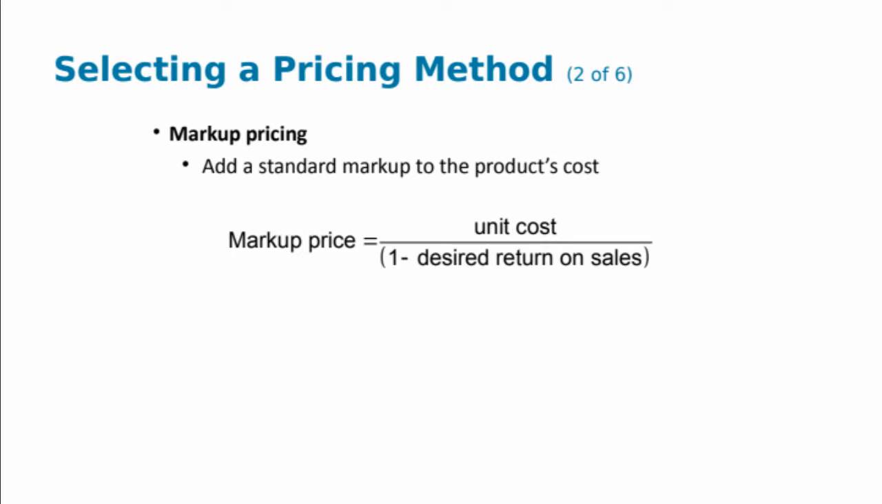Assume the manufacturer wants to earn a 20% markup on sales. The manufacturer will charge dealers $20 per toaster and make a profit of $4 per unit. If dealers want to earn 50% on their selling price, they will mark up the toaster 100% to $40.